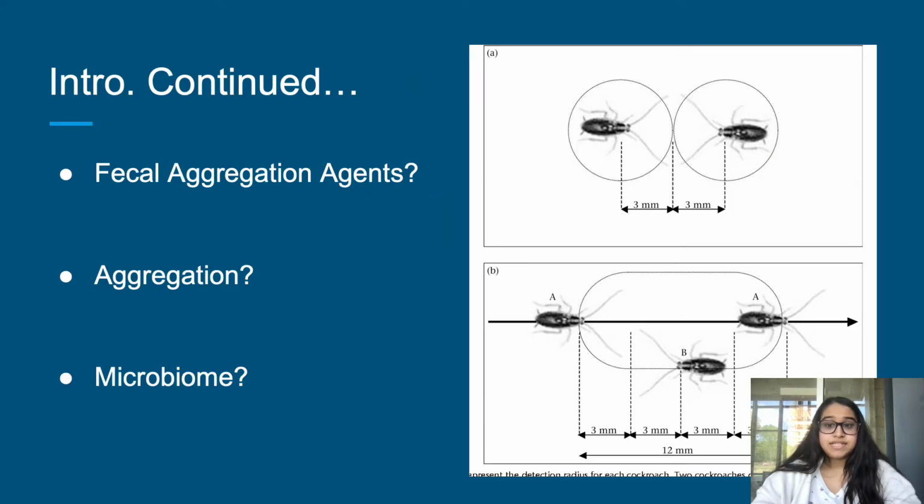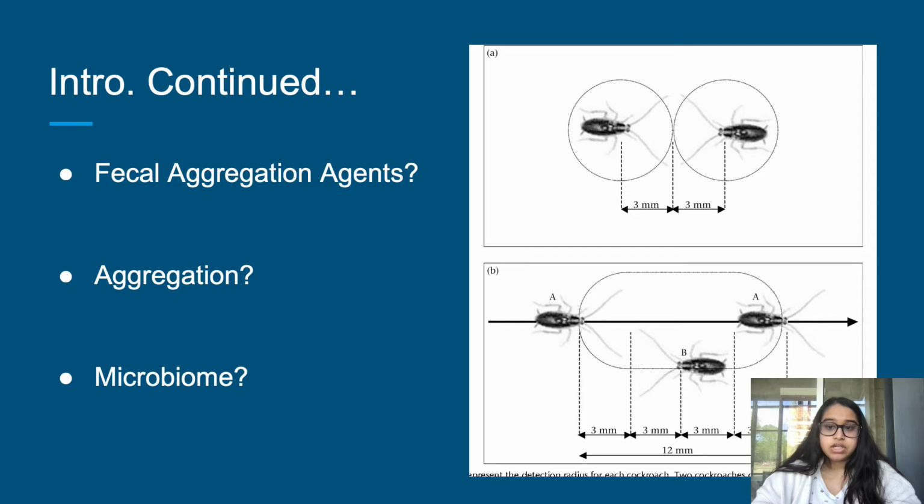Also, I must mention that before moving on to the experiment itself, a few key terms have to be properly defined and understood. Fecal aggregation agents, for example, is another word for pheromones. Pheromones are chemicals that affect the behavior of other individuals of insects. Studies show that the gut microbial community contributes to the production of these chemicals.